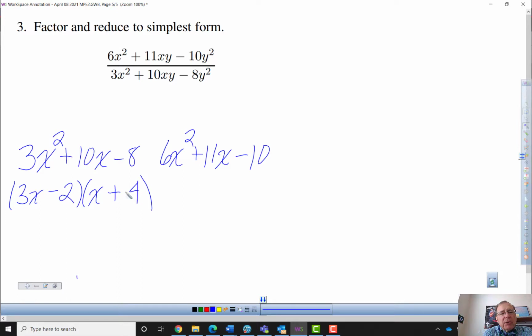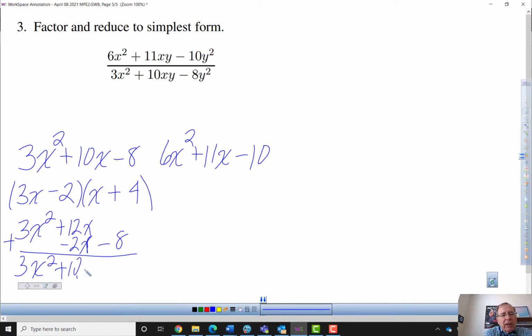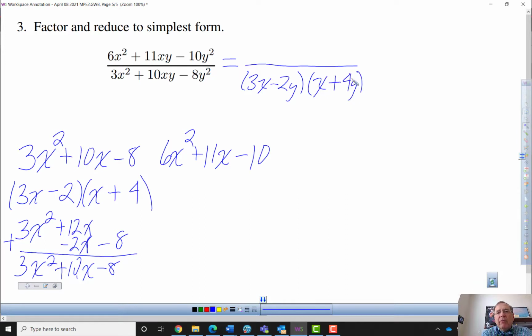To check to make sure that this is correct, 3x times x, 3x squared, just the way we knew it had to be. 3x times 4 is positive 12x, negative 2 times x, negative 2x. Negative 2 times 4 is negative 8, just like we knew it had to be. If I add the two rows, 3x squared plus 10x minus 8. But that's not really what we had. So I'm going to change these two to 3x minus 2y times x plus 4y.